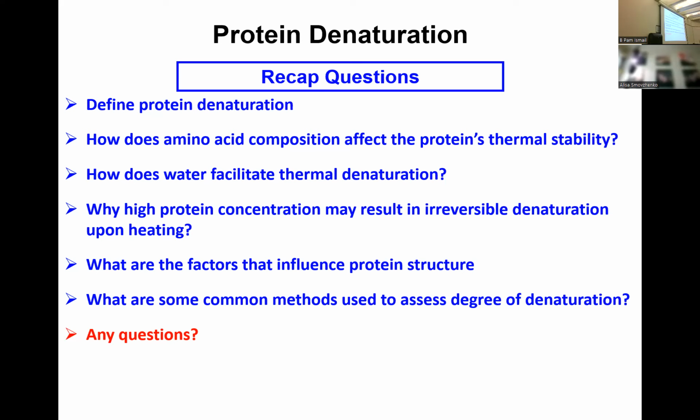I remember you mentioned for some methods you want pure protein. What does pure protein mean? You know, take your soy protein, how many protein bands do you see? Infinite.